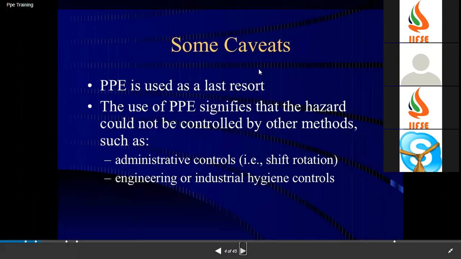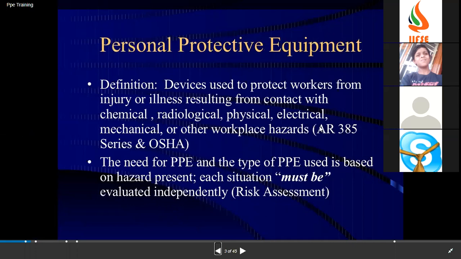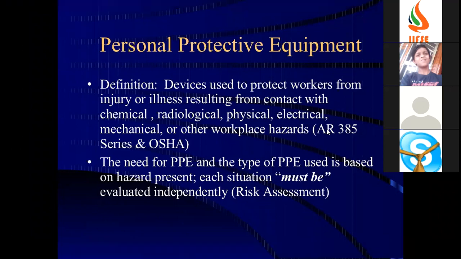That's a different thing. Some caveats. Caveat is nothing but conditions, and PPE is used as a last resort. We already discussed that. Sir, what is this AR, sir? AR 385 you told me. Here it is a series, and AR 385 is the OSHA series which represents PPE. We need not consider that entity in industrial safety. I took it as a reference so that you can understand well. No need to write this AR.